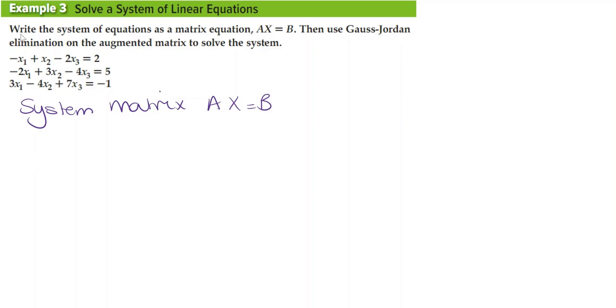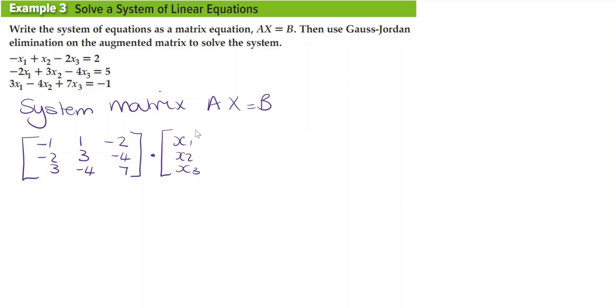If we write our variables as a matrix, first of all, we have -1, -2, 3, 1, 3, -4, -2, -4, and 7. So this is our matrix, and then we're multiplying them, and we have 3 values: an x1, an x2, an x3. And then this is going to be equal to, on our solutions, 2, 5, and -1. So this is our system matrix.